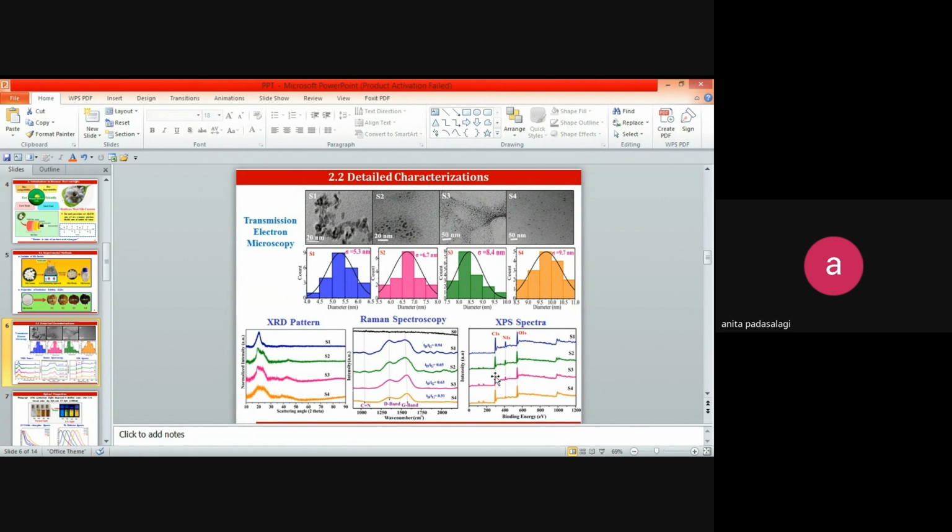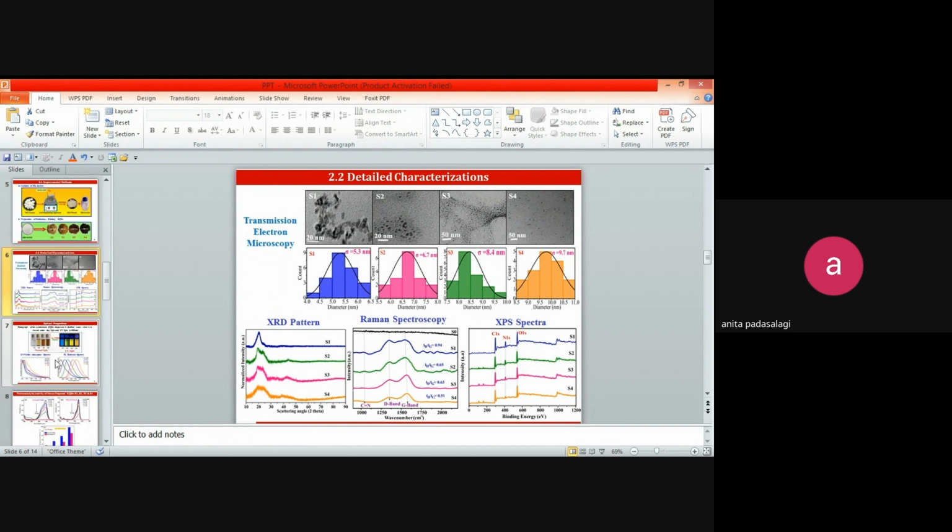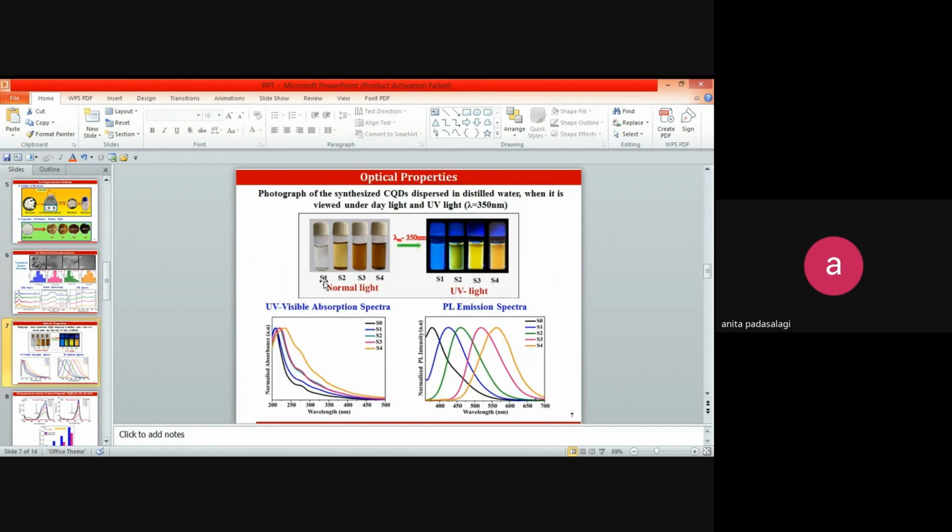Now we have to study the surface chemistry of these carbon quantum dots. From the X-ray photoelectron spectroscopy, we observed the presence of carbon, nitrogen, and oxygen elements. The carbon is because of the carbon double bond carbon core, and the nitrogen and oxygen are because of the presence of functional groups such as amine, carbonyl, and hydroxyl groups. So from the detailed characterization, you confirmed that the prepared materials are carbon quantum dots of different sizes. Further, the optical properties of these materials are studied.